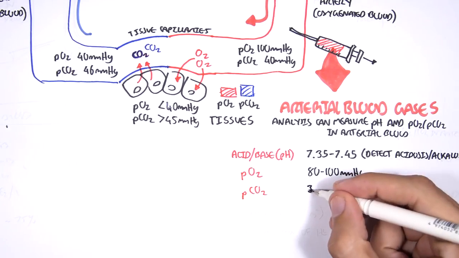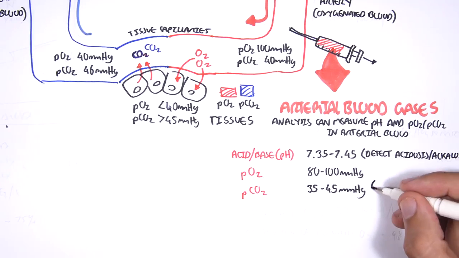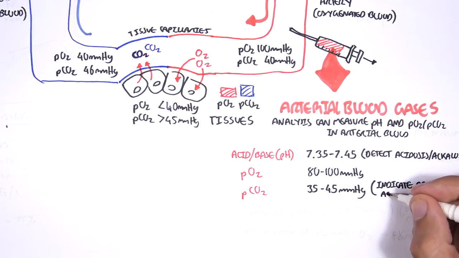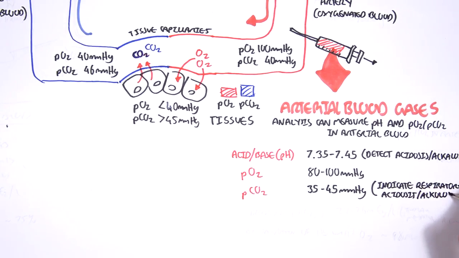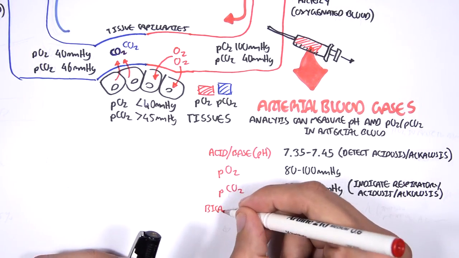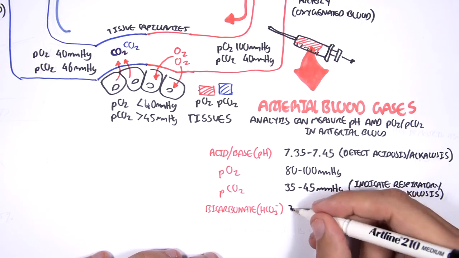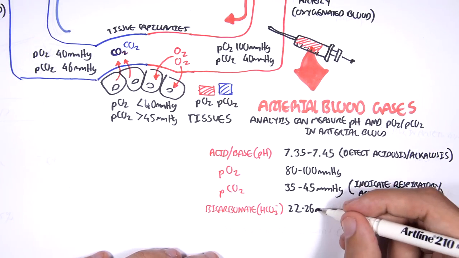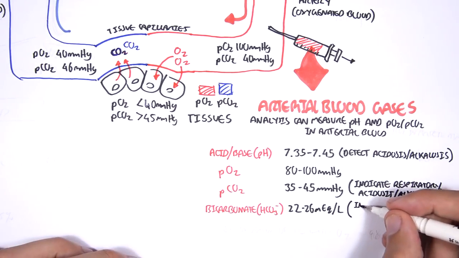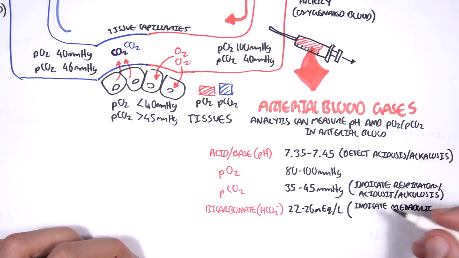The arterial blood gas can also tell us the partial pressure of carbon dioxide, which is normally between 35 and 45 millimeters mercury. Changes in these figures can indicate possible respiratory acidosis or alkalosis. Then you have this other ion called bicarbonate, HCO3-, which is normally 22 to 26 milliequivalents per liter. Just remember 22 to 26. And changes in these figures can indicate metabolic acidosis or alkalosis.